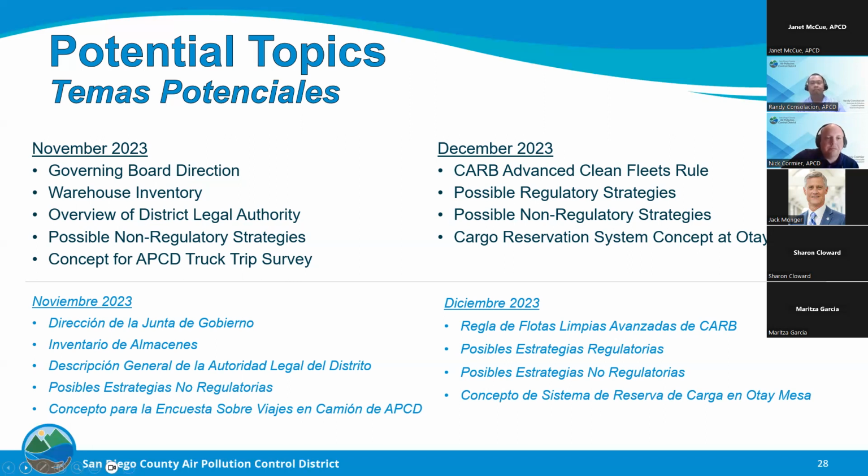For December, we'd be looking to discuss the California Air Resources Board Advanced Clean Fleets Rule, how it applies, and how other CARB regulations apply and will impact any indirect source rulemaking. Possible regulatory strategies, including APCD rules, city ordinances, or something similar. Again, possible non-regulatory strategies. And finally, a possible cargo reservation system concept at the OTMA support. Next slide, please.